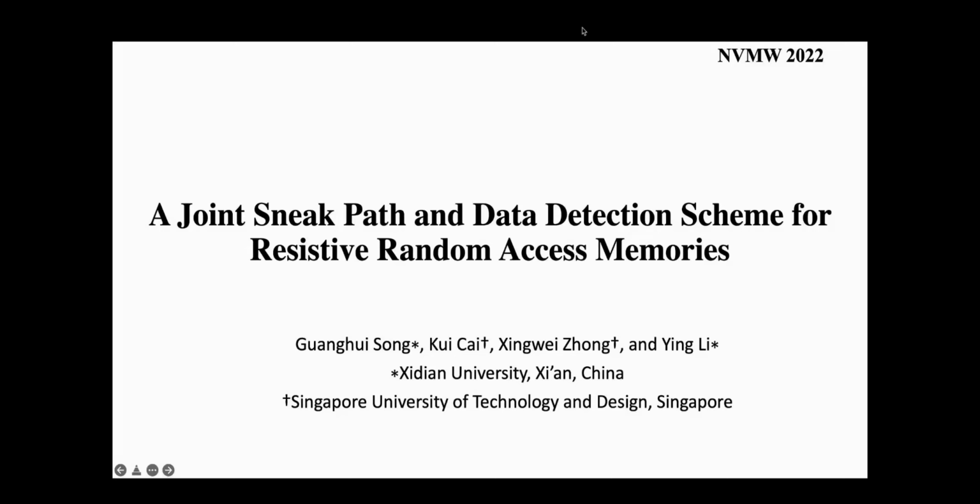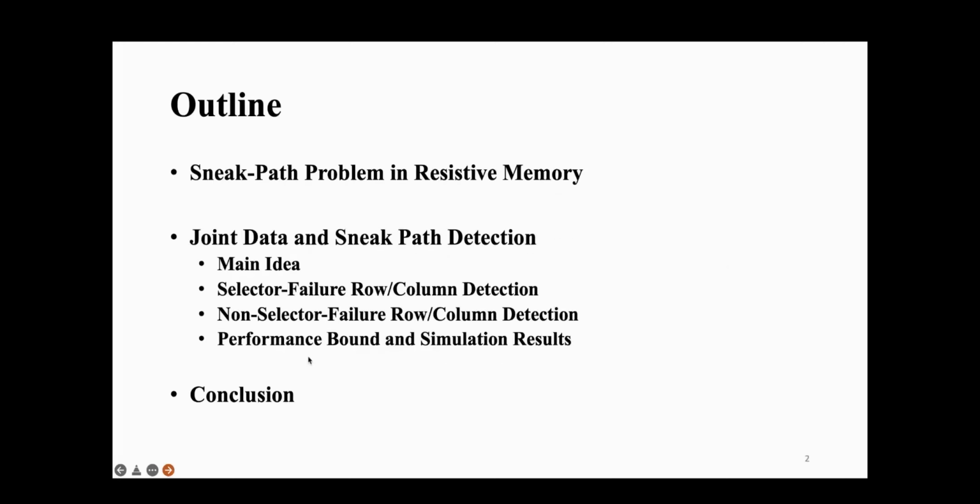The title is a joint sneak path and data detection for resistive random access memory. RRAM is a promising candidate for the next generation of non-volatile memory technology, where it suffers a severe interference problem called sneak path.